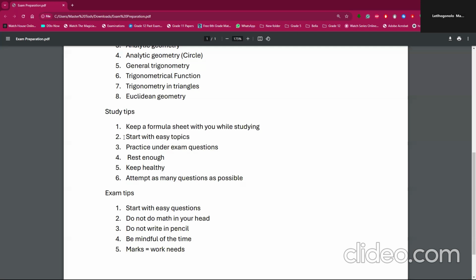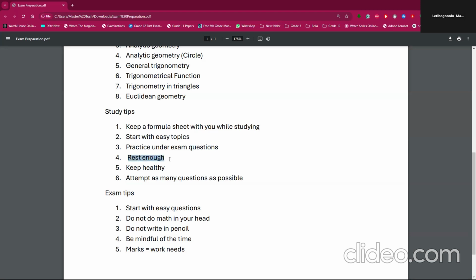We also have to, when you study, start with the easy topics. These are time savers. You'll save time because once you're done with that, you'll have enough time to look at your hard topics, and again, it builds your confidence. Number 3, practice under exam conditions. I'm going to write conditions, not questions here, but yes, practice under exam conditions so you can see how well you can go through the paper in the given time.